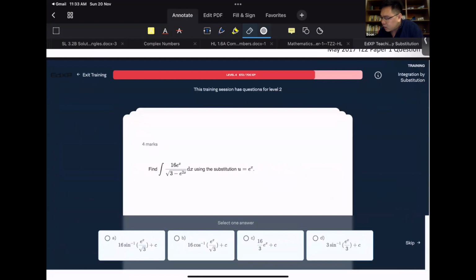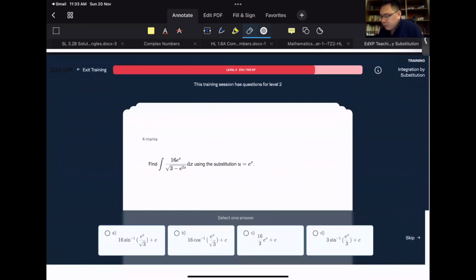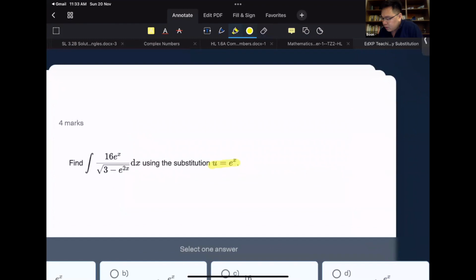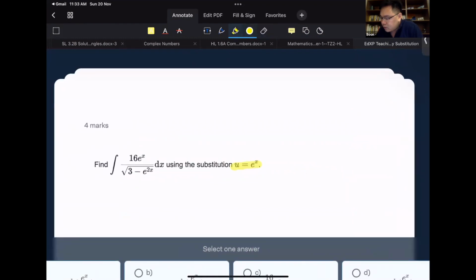Okay, so this is an integration by substitution question. Same concept. Substitution given is u equals e to the x. Okay, let's zoom in a bit. We have 4 MCQs here, but let's try to work this out first. Okay, same concept. Right hand working, put my substitution in. This is an indefinite integral, so there will be a plus c in our final answer.